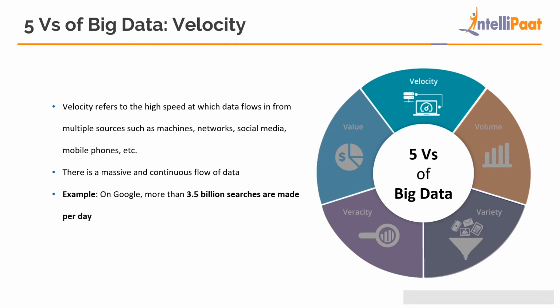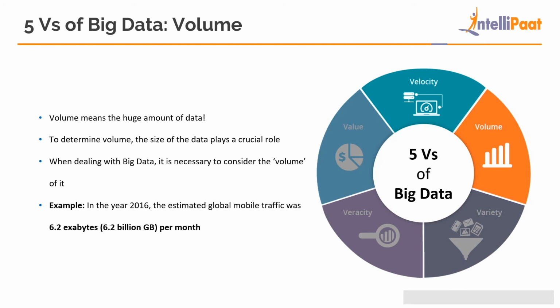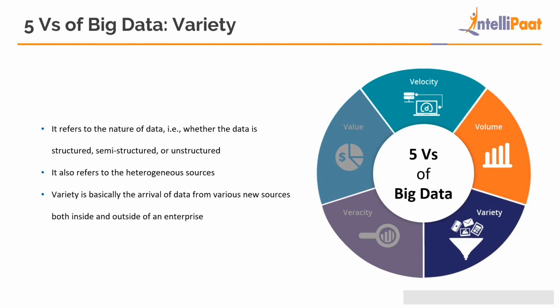So that is velocity. Then we have the most obvious aspect of big data, volume. So volume essentially means the size of the data sets that are being accumulated. So for instance, in the year 2016, the estimated global mobile traffic was 6.2 exabytes. For the entire year of 2016, the global mobile traffic was this much amount of data. So essentially the data set that is being generated by this is gigabytes and terabytes and exabytes in size. So that means that the data has to be really, really large in nature in order to be termed as big data. Then we have variety.